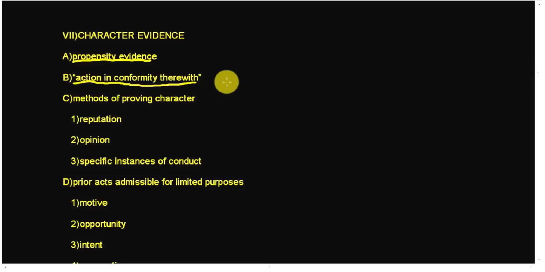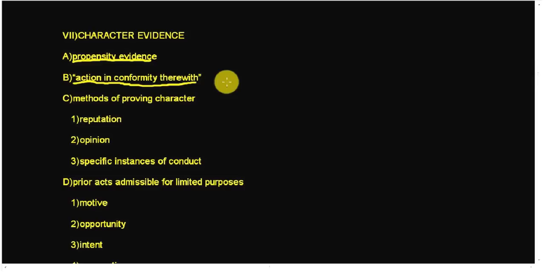So essentially, action in conformity therewith is referring to if I do something, right? The likelihood that I do it again later is greater if I have done it before. And you're trying to prove that these actions are part of a person's character. So, in other words, generally speaking, a person's past conduct cannot be used to prove their present conduct.